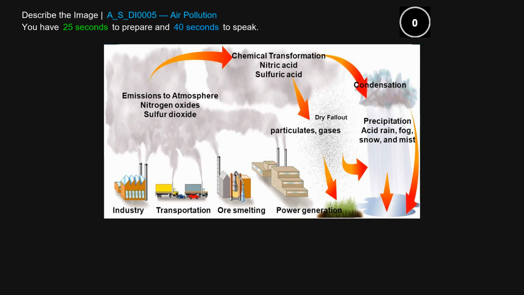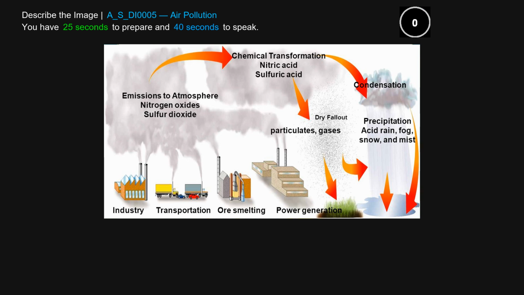The given cycle is mainly about air pollution and water pollution. Industry reduces emission to the atmosphere, nitrogen oxide or sulfur dioxide. In the second stage, chemical transformation, nitric acid and sulfuric acid. In the third is condensation, precipitation, acid rain, fog, snow, and the mist. And the fourth stage is dry fallout, gases and particles. In conclusion, this image is mainly about air pollution and water pollution.